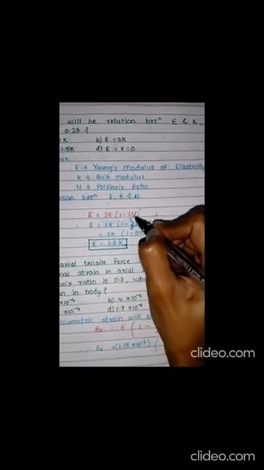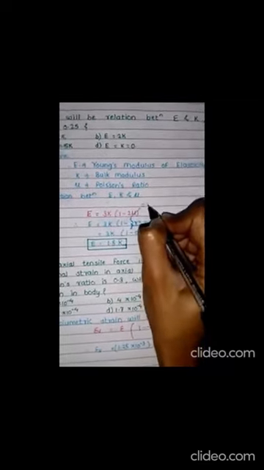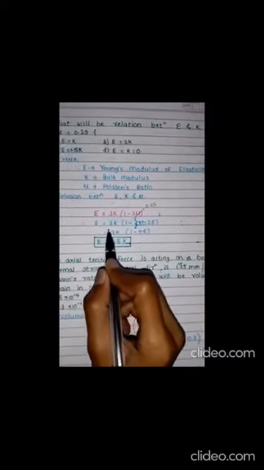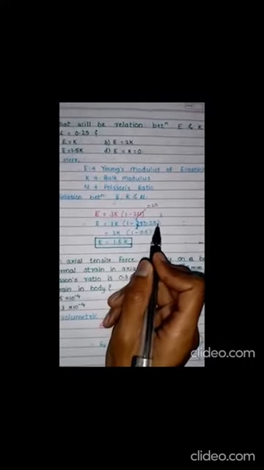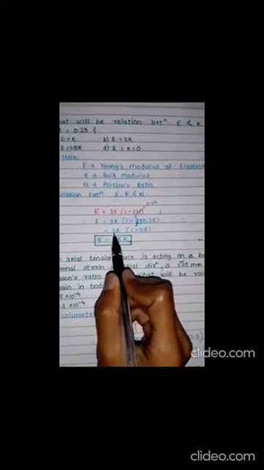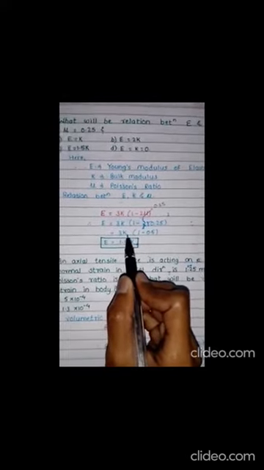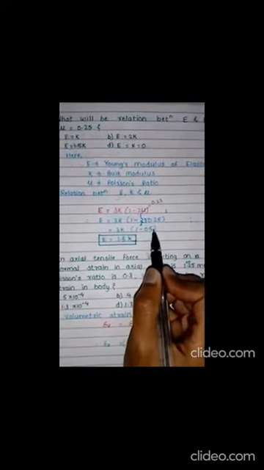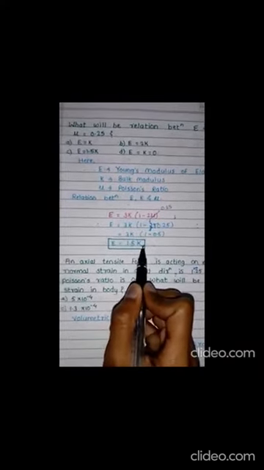Moving towards the solution, here E is equal to 3K into 1 minus 2 mu, but mu is given as 0.25. Therefore, E is equal to 3K into 1 minus 2 times 0.25, which is equal to 3K into 1 minus 0.5, which gives E is equal to 1.5K. The answer is option C.